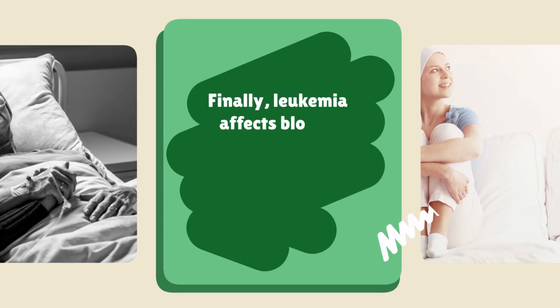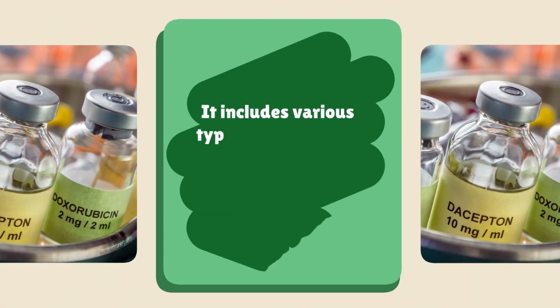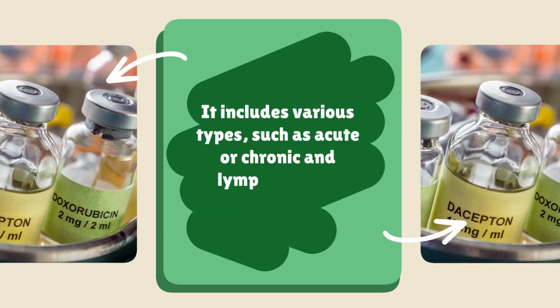Finally, leukemia affects blood-forming tissues, leading to abnormal white blood cell production. It includes various types, such as acute or chronic, and lymphocytic or myeloid.